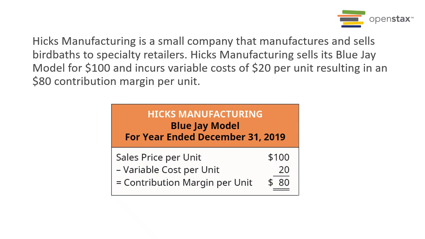So this is Hicks Manufacturing. It's going to be one of our examples. They're a small company that manufactures and sells bird baths, and they have a Blue Jay model, $100. It costs them $20 in variable cost to make that product, get it ready to sell. So contribution margin, very easy subtraction, is the remaining $80 after the variable cost is covered.